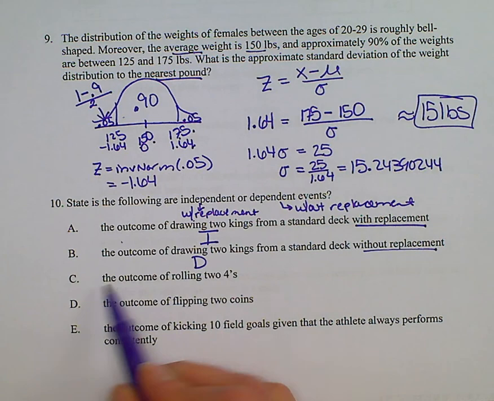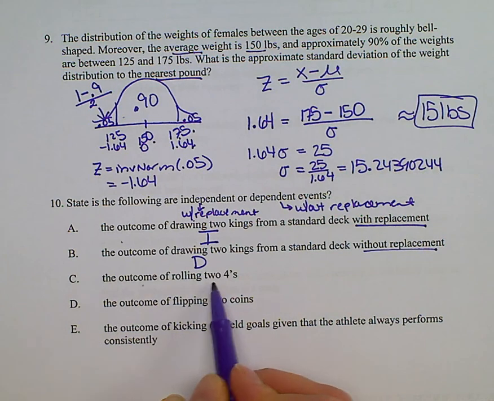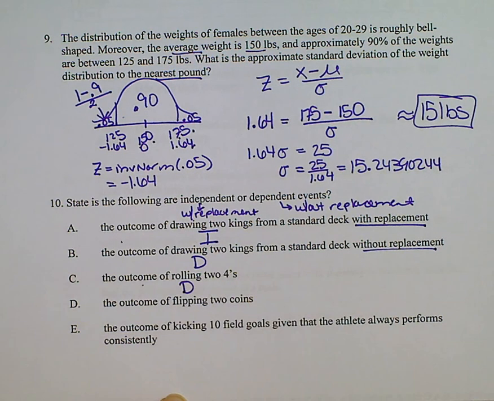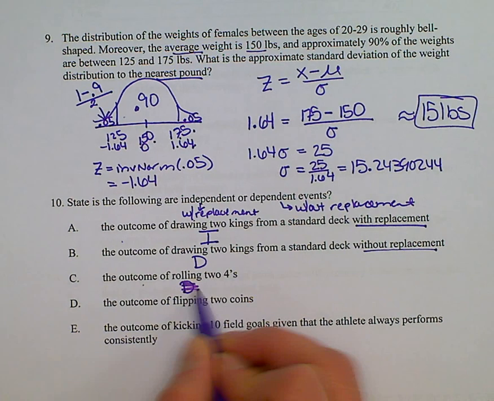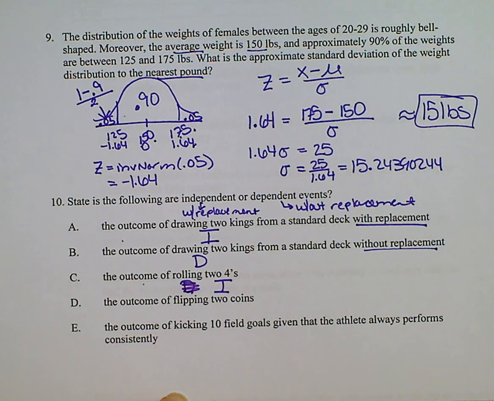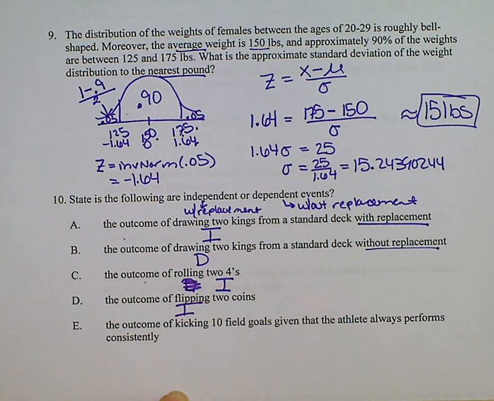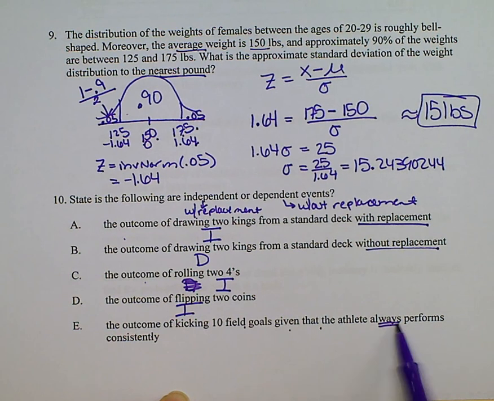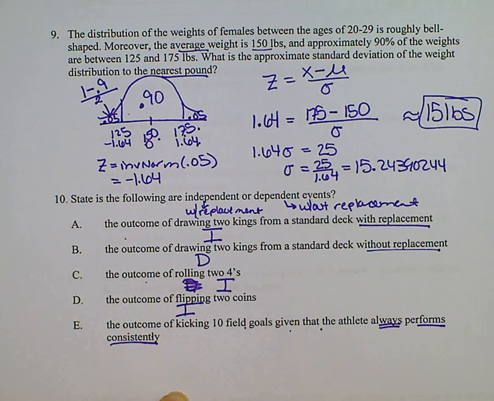C, the outcome of rolling 2 4s. Well, you have to pick up the die. You have to pick up all 6 numbers. Therefore, it remains 1 out of 6 for both rolls. So that would be independent. D, the outcome of flipping 2 coins. Both have 2 possible outcomes. The first toss is not reliant on the second toss. Independent. The outcome of kicking 10 field goals, given that an athlete always performs consistently. This would be independent.